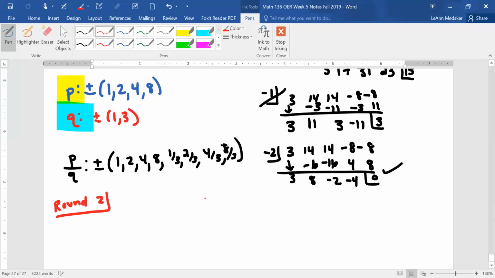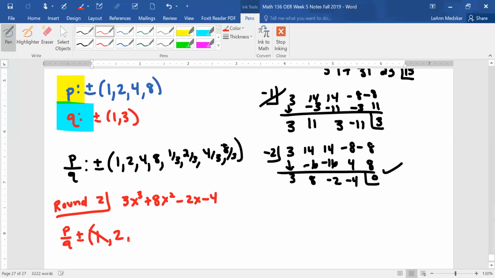So this was x to the 4th. So now we have 3x to the 3rd plus 8x squared minus 2x minus 4. It is also good to reevaluate your P over Q list for this second round. If plus or minus 1 failed in the first round, it's still going to fail. We will immediately try -2 again, because sometimes the answer occurs more than once.